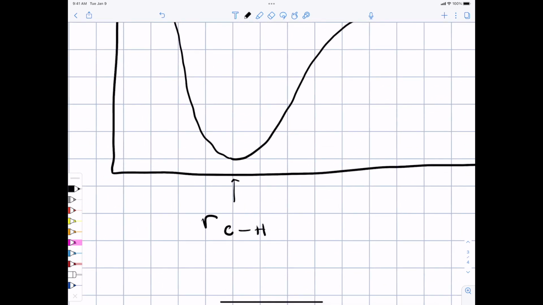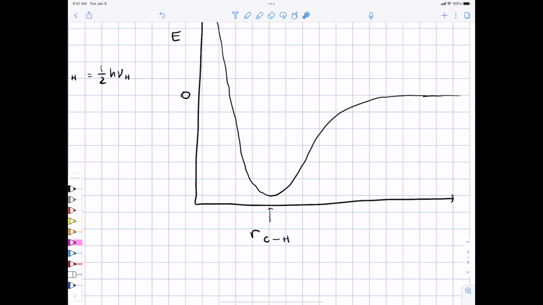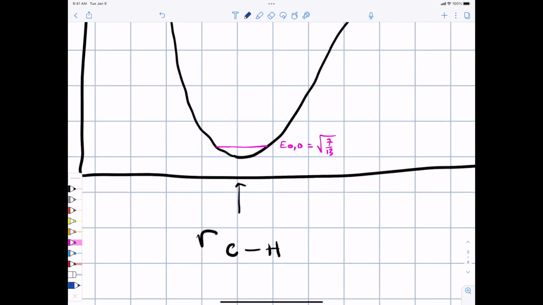But what I told you is that vibrational energy levels can never get all the way down to the bottom of that well. There is still a vibrational energy level for deuterium. That's equal to 1/2 times Planck's constant times the vibrational frequency of deuterium. This is the 0-point energy of deuterium, which is equal to the square root of 7 over 13 times the 0-point energy for hydrogen. And then here will be the 0-point energy for hydrogen.